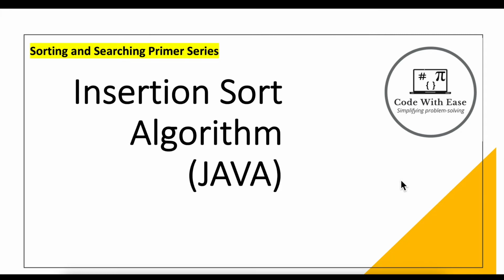So as part of the sorting primer series, we are going to discuss another sorting algorithm today. In the previous session, we talked about the bubble sort algorithm, how it works, and the overview of the algorithm. We also did a dry run on an example, and we also discussed the code implementation: the iterative way of solving, the recursive way of solving, and also the optimized way of solving it.